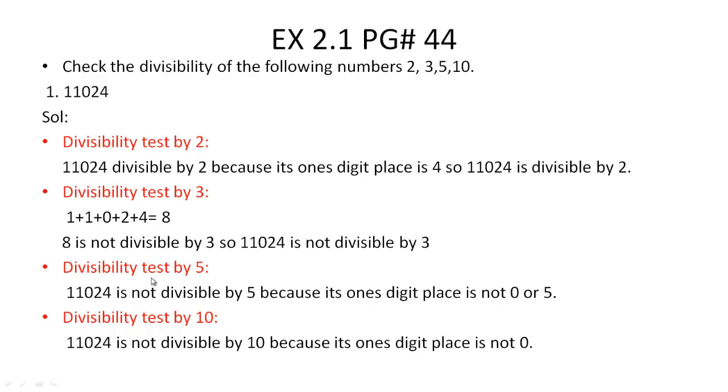Divisibility test by 5. All the numbers whose ones digit is 0 or 5 are divisible by 5. 11,024 is not divisible by 5 because its ones digit is not 0 or 5. Divisibility test by 10. A number is divisible by 10 if its ones place digit is 0. 11,024 is not divisible by 10 because its ones digit is not 0.